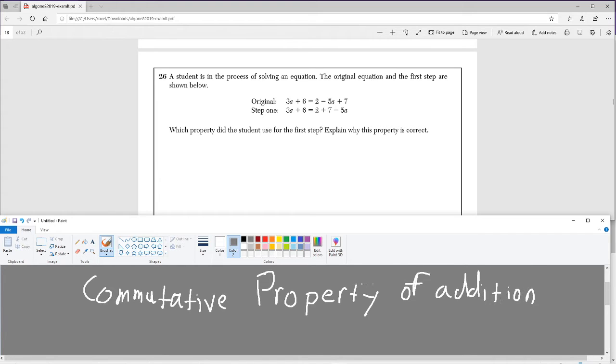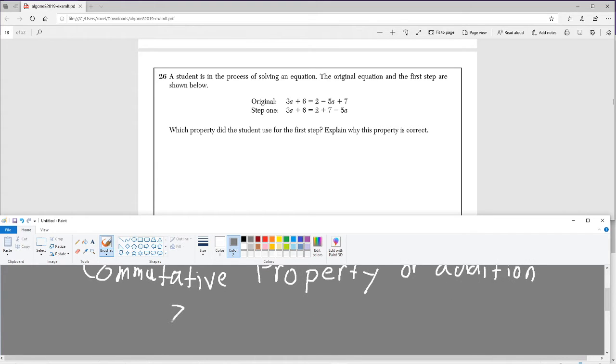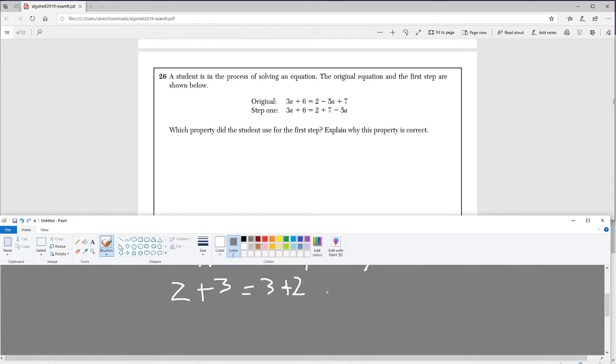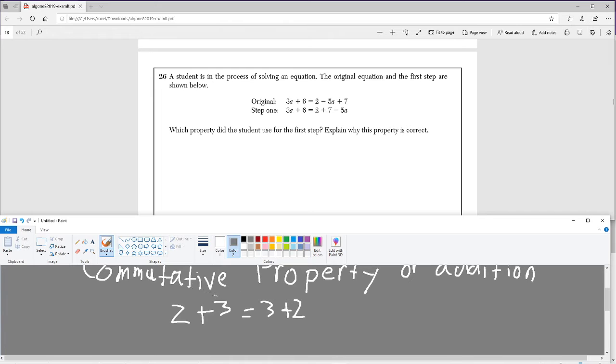Okay. Well, so what does that mean? That means 2 plus 3 is equal to 3 plus 2, right? You have commutative property of addition and commutative property of multiplication, right? Basically, it tells us that order does not matter. So which property did the student use for the first step? They used commutative property of addition, right?